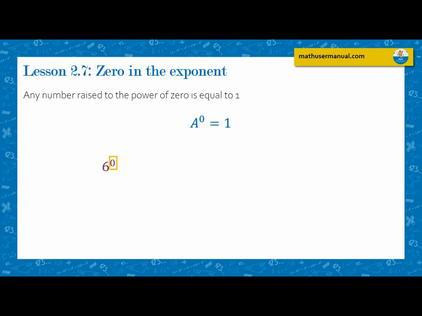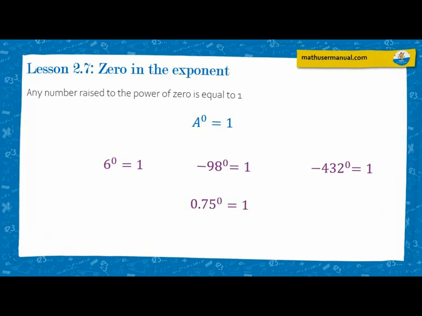This is the easiest property because it's always 1. 6 to the power of 0 equals 1. A negative number like negative 98 to the power of 0, well, that is still 1. Any number, you can have a big negative number like negative 132 to the power of 0, that is still going to be 1. Even decimals raised to the power of 0, any number, positive or negative, big or small, raised to the power of 0 equals 1. So every time you see a number with a written exponent of 0, your answer is going to be 1.